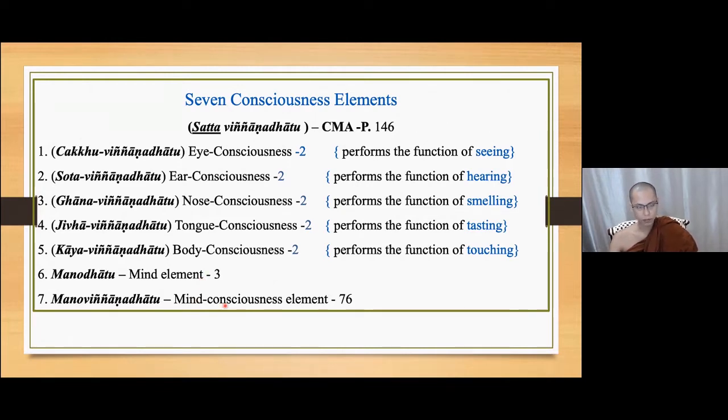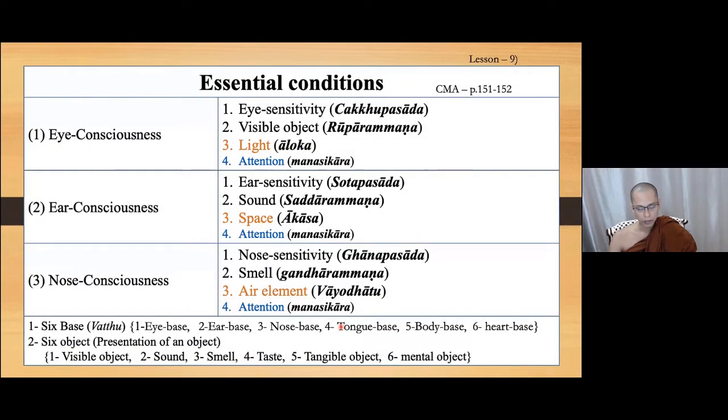Then the last one, mano viññāna dhatu. That is why, although according to the classification of elements the consciousness is divided into 7, the classification of the viññāna according to the process just becomes 6 types of process. So let's see the essential conditions of each consciousness.